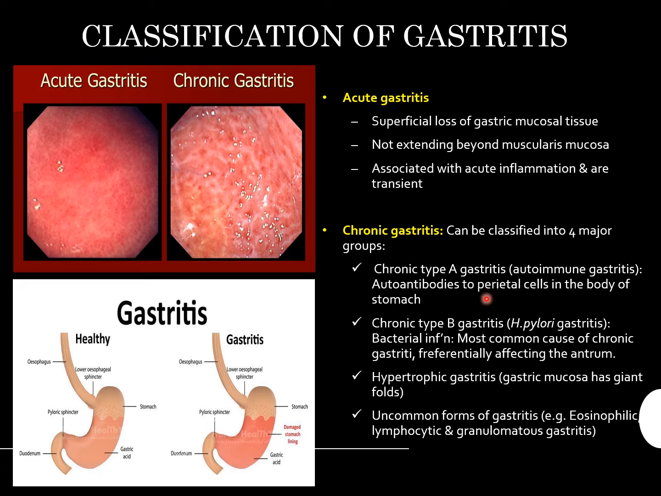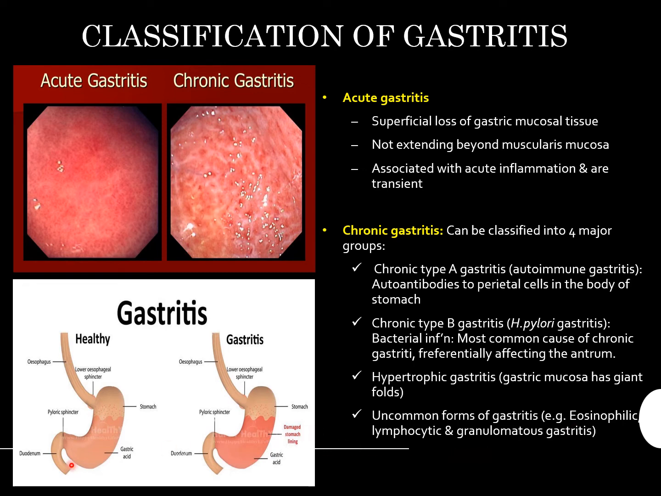autoantibodies to parietal cells in the body of the stomach; chronic type B gastritis caused by H. pylori gastritis, a bacterial infection and the most common cause of chronic gastritis, affecting the antrum. Okay, hypertrophic gastritis: the gastric mucosa has giant folds. It's an uncommon form of gastritis. Examples are nephrotic, lymphocytic and granulomatous gastritis.